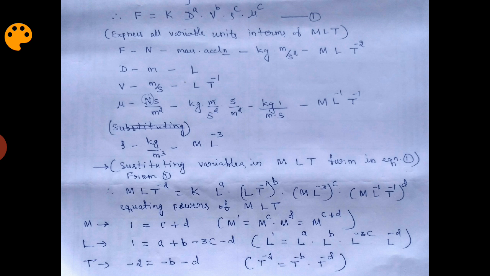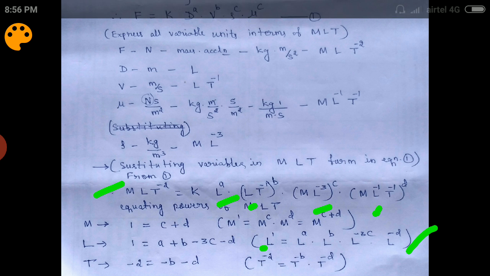So we will get the first equation as 1 is equal to c plus d. Then when we equate powers of l, we will get 1 is equal to a plus b minus 3c minus d. How do we get this? From this equation only choose l terms. In the LHS l raised to 1. In RHS we have l raised to a, then l raised to b, l raised to minus 3c, and l raised to minus d. When we take powers and simplify, it will be 1 is equal to a plus b minus 3c minus d.